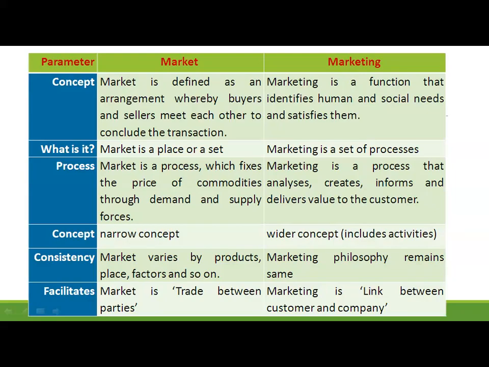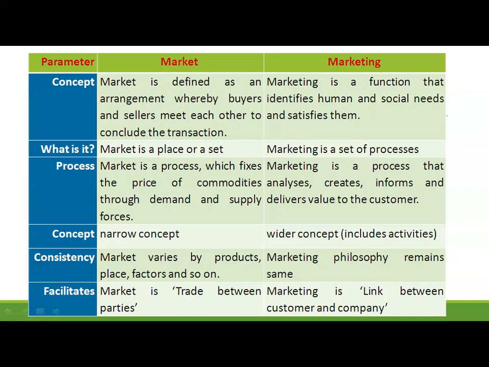Next is the difference between market and marketing. Now, a very simple definition to differentiate them. First, we will start with the concept of market. Market is any space within which trade takes place between the buyer and seller for a well defined product. This space can be a produce market, a shop, or internationally between two countries, over the internet, and so on.